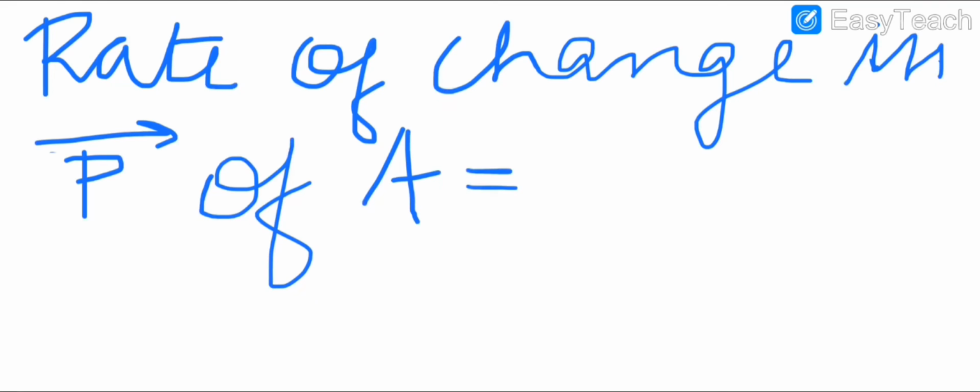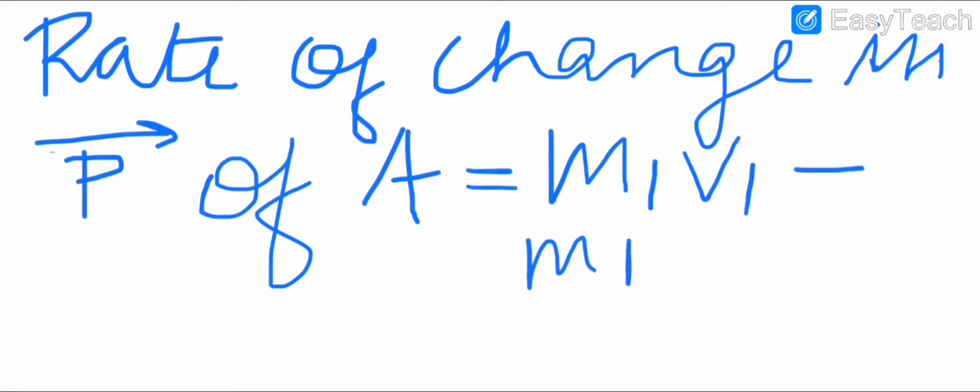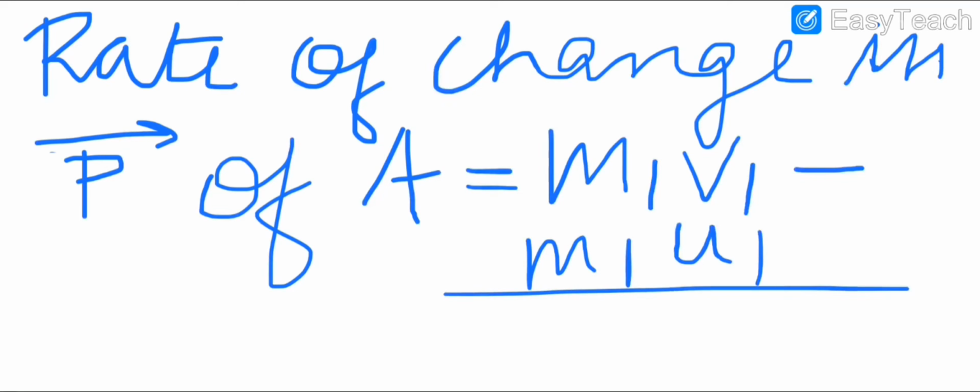What is the final momentum? m1 v1. What is the initial momentum? m1 u1. Right? And what is the time taken? dt. Rate of change of momentum is written as dp by dt. Remember? We did this in previous lectures. So, rate of change of momentum for A, what is it? m1 v1 minus m1 u1 upon dt. Right?